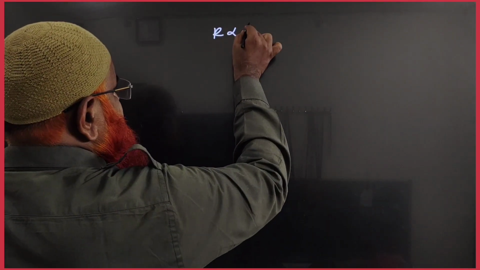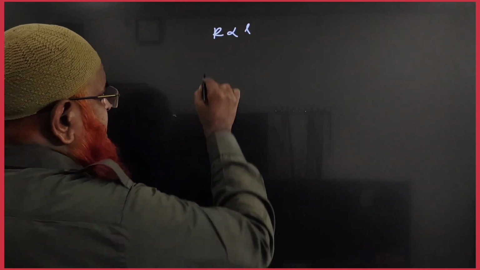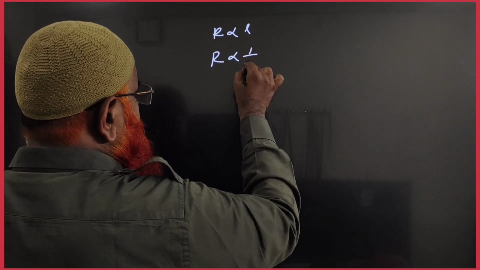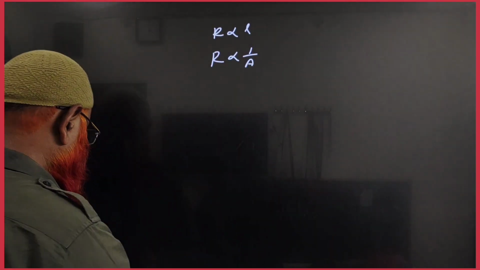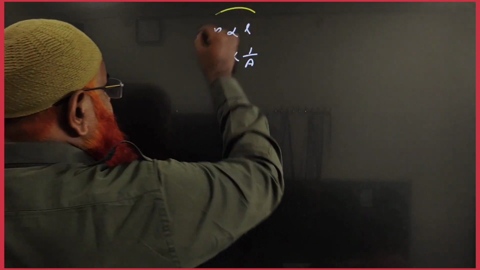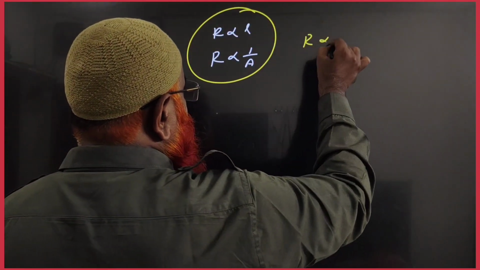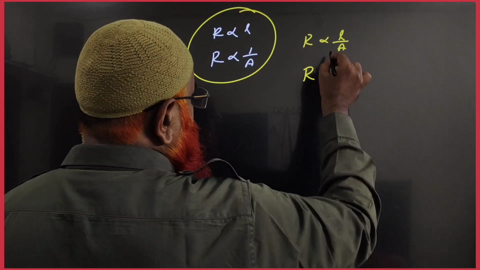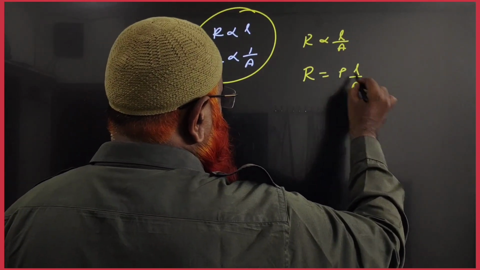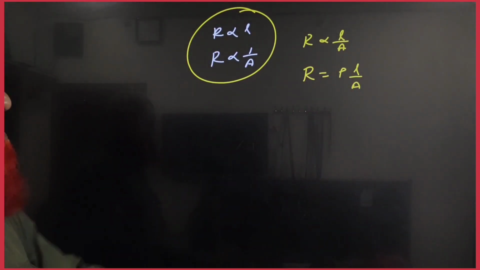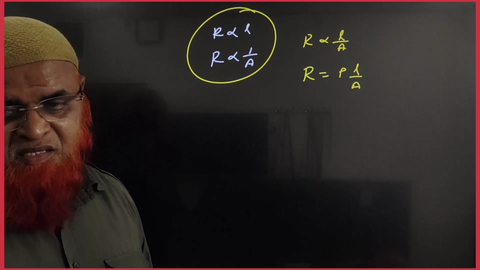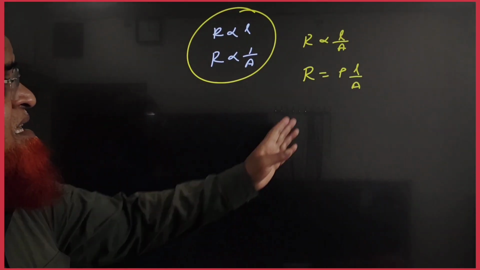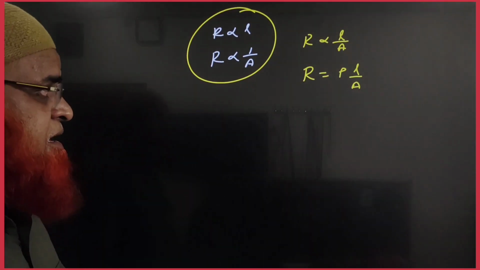See, resistance is directly proportional to length, and resistance is inversely proportional to area of cross-section. We already said about this. So when you join them, you get resistance directly proportional to L/A. So resistance R = ρL/A, because when you remove the proportionality, you get a constant, and that is said to be specific resistance. That is ρ. Or this can also be called resistivity.